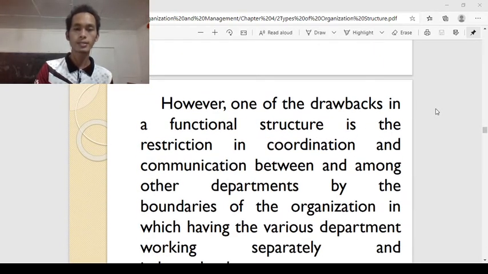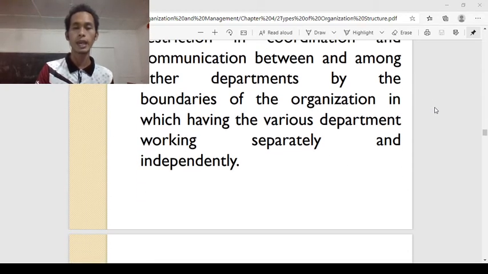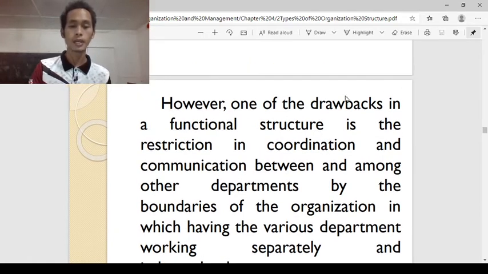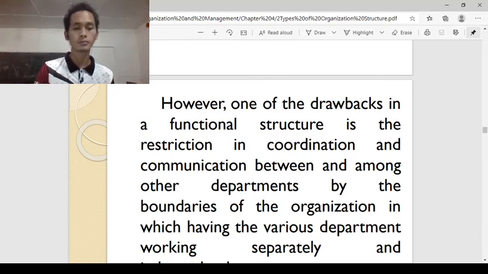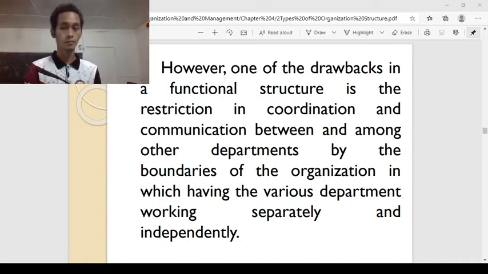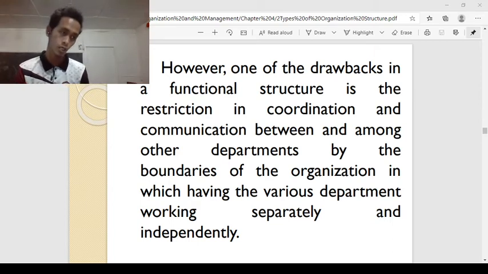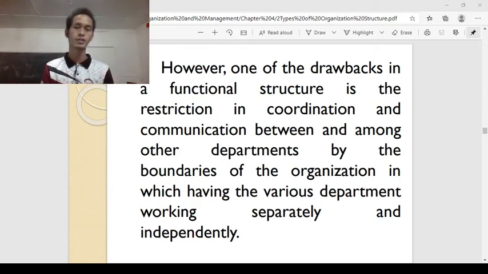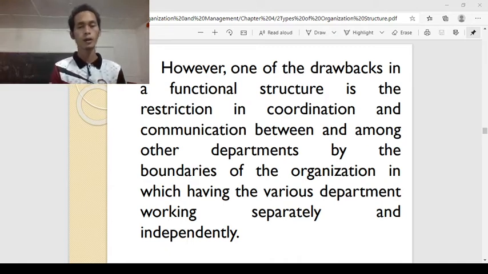However, one of the drawbacks in a functional structure is the restriction in coordination and communication between and among the departments by the boundaries of the organization, in which the various departments work separately and independently. Isa pa na sa problema, like, sa functional, focus na sila sa function nila. Like, si cashiering, nakafocus na sila sa cashiering collection. Sa accounting, nakafocus siya sa accounting of funds. So, lack of coordination and communication between and among departments.